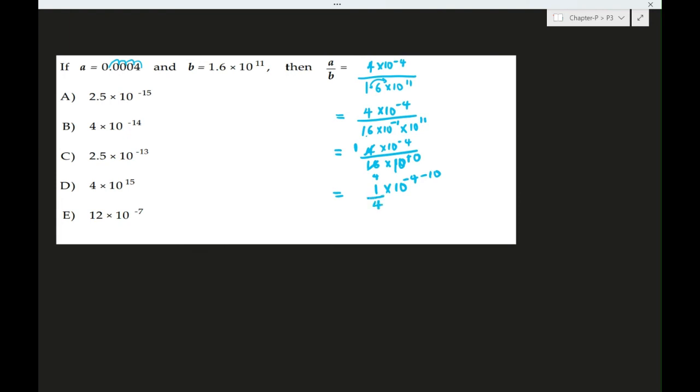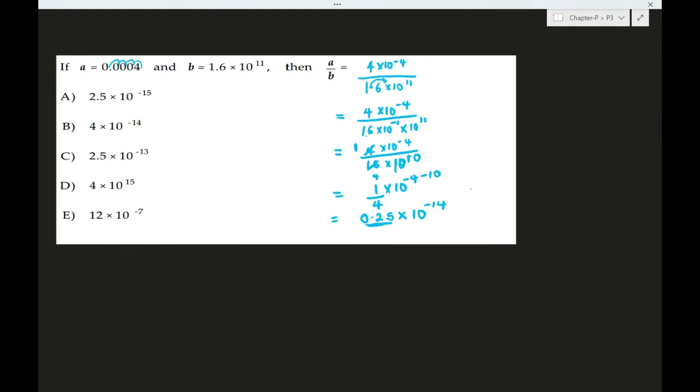Then here you just have 4, right? So you have 1 divided by 4. 1 divided by 4, we know it's just 0.25. And this is times 10 raised to power minus what? Minus 14. Yes. So if you look at this number now, this number is 0.25.